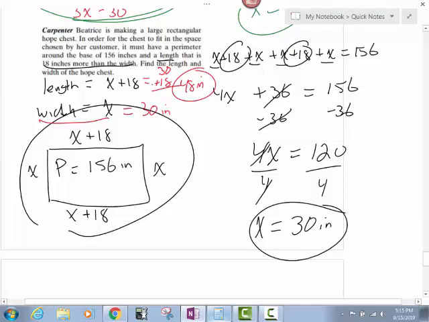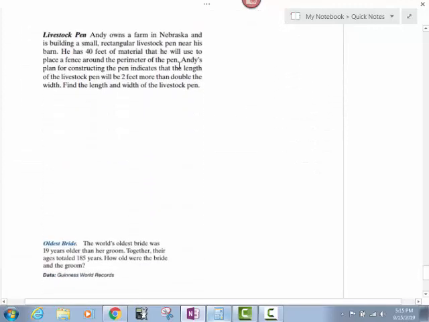There we go. Okay, let's see what else we got here. Last two problems. Livestock pen.